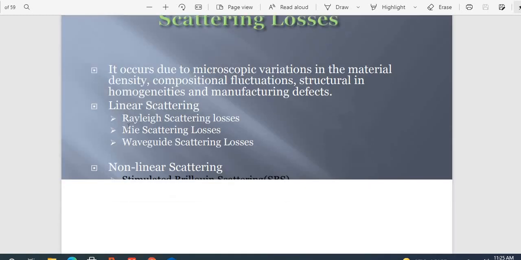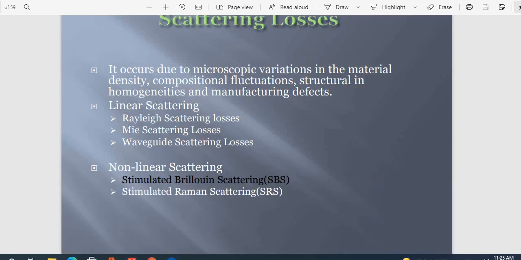Next is scattering loss, students. So what is basically scattering? It occurs due to microscopic variations. Microscopic variation, what I'm saying is, whenever we want to see any particular light, you will not see that light in one direction because your eye has some sort of defect, so it varies from one eye to another eye. That is what we see from microscopic variation in the material. Materials may be made up of different parts, so they can have different density, compositional fluctuation, structural inhomogeneities, and manufacturing defects. Because of all these things, it may occur.